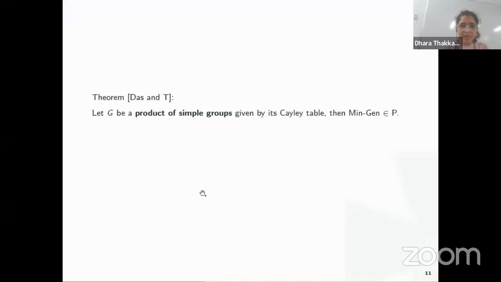First we consider the class which contains all those groups G, where G is a product of simple groups, and we prove that if G is a product of simple groups given by the Cayley table, then the minimum generating set problem has a polynomial time algorithm.